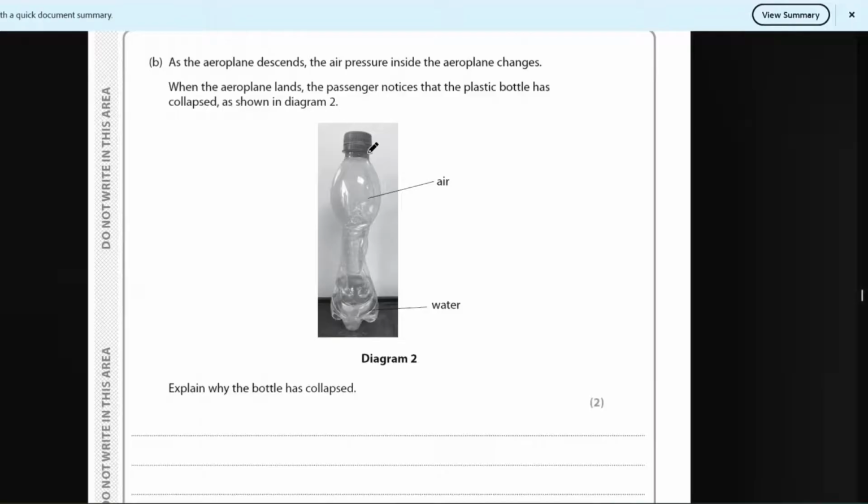As shown in diagram 2, explain why the bottle has collapsed. So the first thing we should say is, as the airplane descends, the pressure in the airplane increases. That's the first thing we should say.